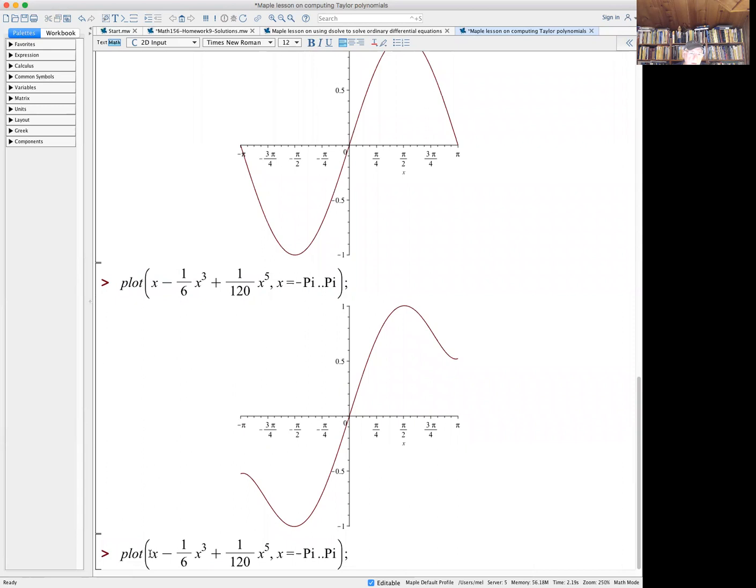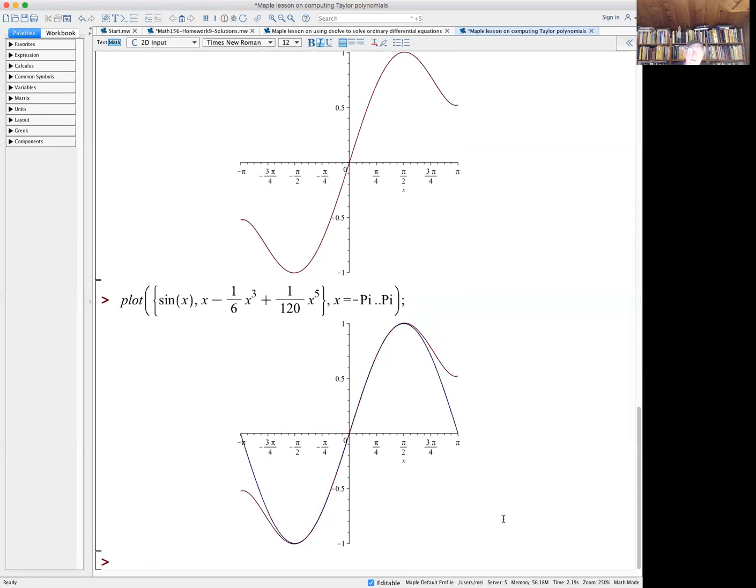So I want to plot in curly brackets sine of x, comma, this polynomial of degree 5. So the blue is clearly the sine. The red is this 5th degree polynomial.